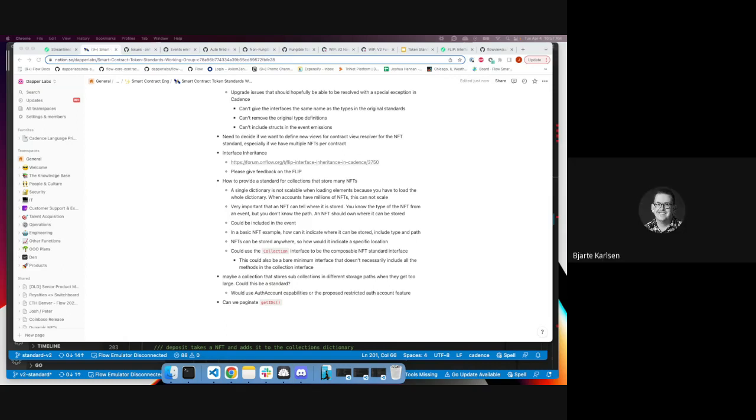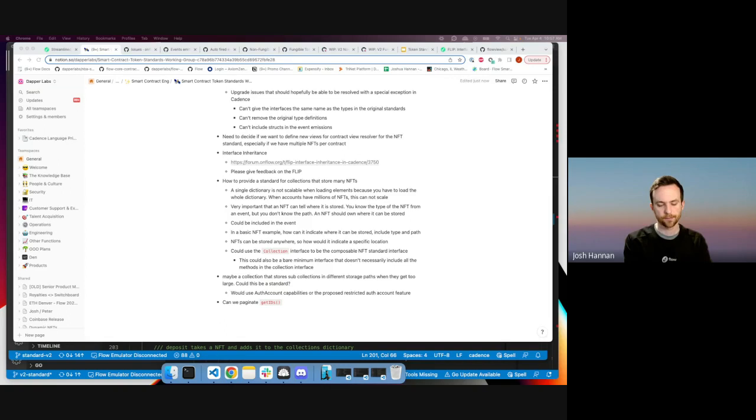Yeah. So I'm not really sure. Are there any good reasons why an NFT can be stored in multiple collection implementations? Or should it be like this NFT can only be stored in this kind of collection, if you got me? I mean, you can't really enforce that.